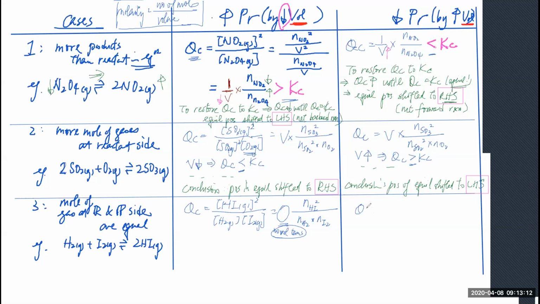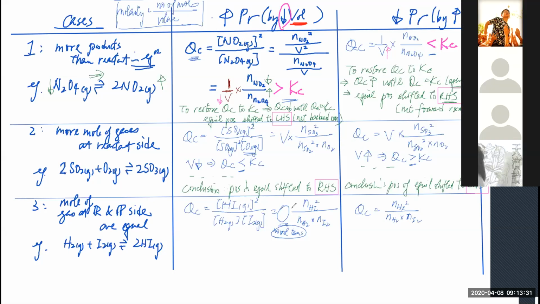So for this QC, no matter if there's an increase or decrease in pressure, it's the same. It is the number of moles of HI squared over the number of moles of H2 times the number of moles of I2. Which means the QC value only depends on the number of moles of reactants and products, but is not affected by the change in volume. Can you get my point? Not affected.